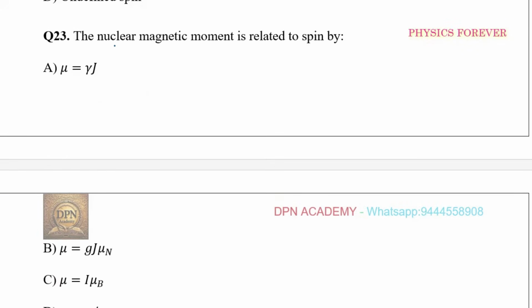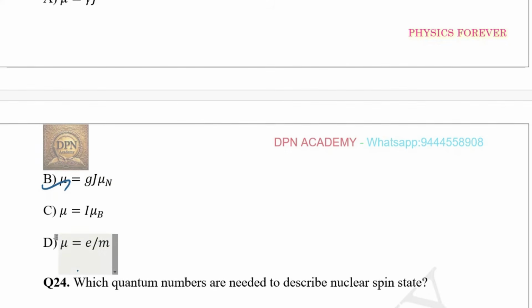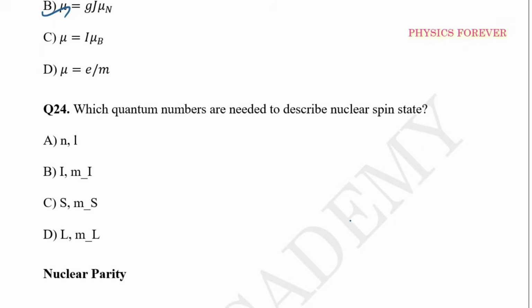The nuclear magnetic moment is related to which one? Option B is right. I would have covered these in the regular class. Then question number 24: which quantum numbers describe the nuclear spin state? Here it should be I and M_I, not S, M_S, L, M_L. So option B is correct: spin and M_I for projection.